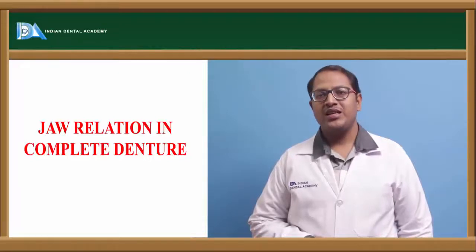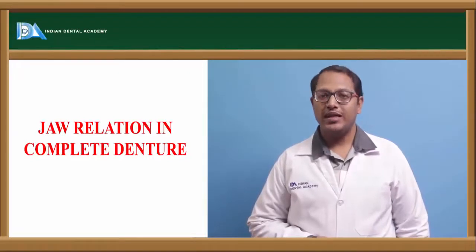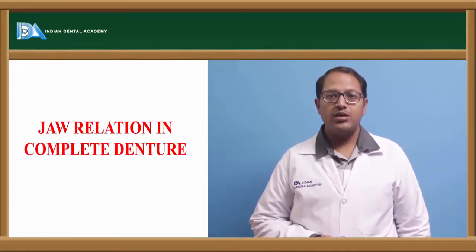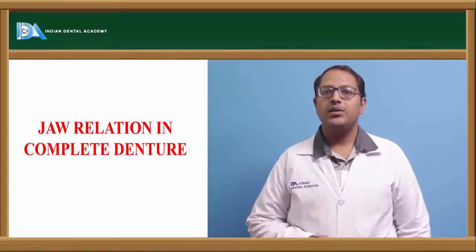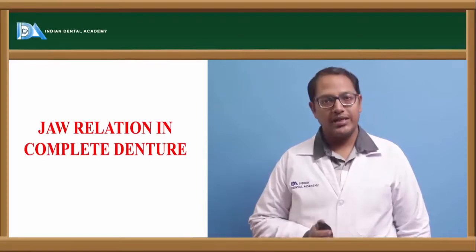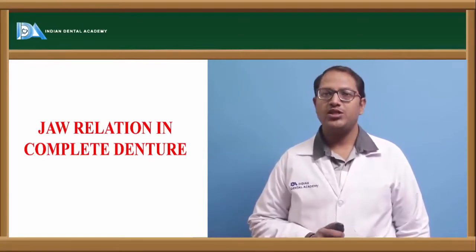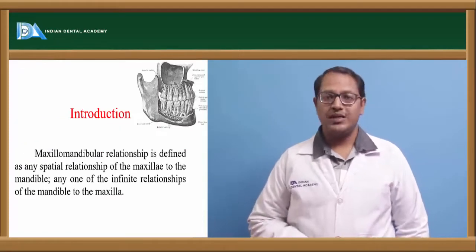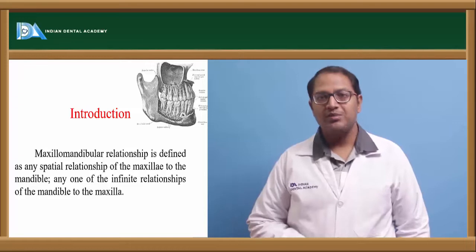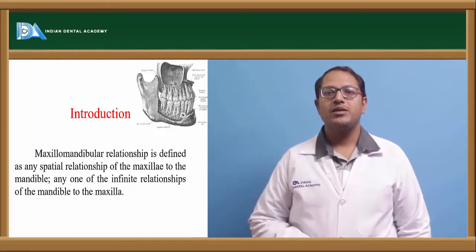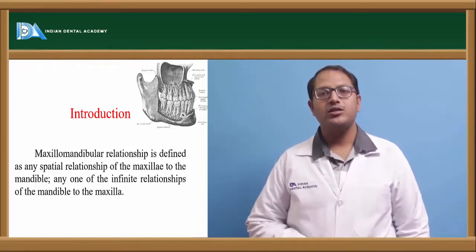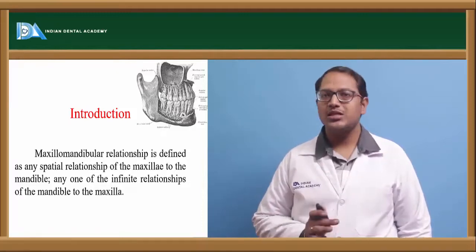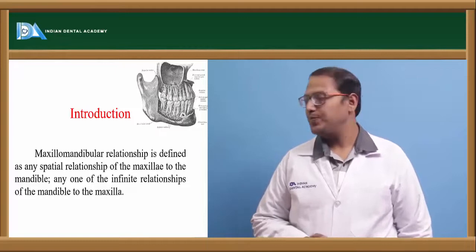Hello everyone, we'll see now what is jaw relation, also known as maxillomandibular relationship. It is the relationship of the maxilla with that of the mandible. That relationship is also called jaw relation. It's a very important step to know for fabrication of a complete denture, or, for example, fabrication of a fixed partial denture or removable partial denture. Jaw relation is a topic which must be clear in every dentist's mind.